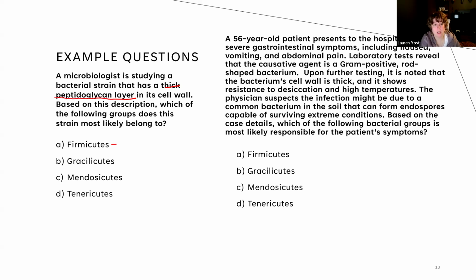The Firmicutes, these have a thick wall. They're firm because they have a thick wall. These are our gram-positives. They're firm because of that thick wall. Gracilicutes, I'm focusing on that G. These are the other G, the gram-negatives.